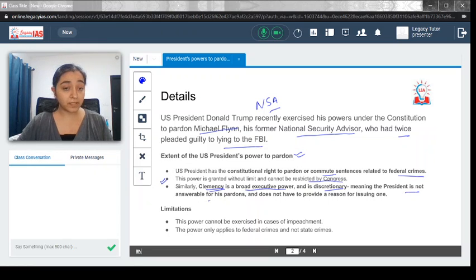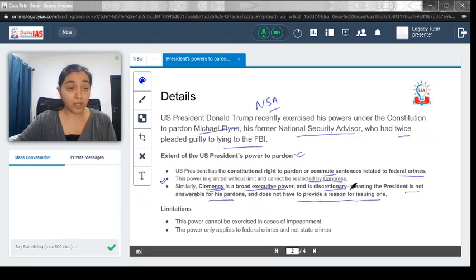The president is not answerable for his pardon. On which case he decided to give a pardon, he is not answerable anywhere and does not have to provide a reason for issuing one. First of all, he has the complete right. Congress does not have any right in that. Congress there is what you could understand as Parliament in India. So Congress does not exercise any right over the pardoning power of the president. The right is discretionary, which means it is up to the wish and will of the president, and he is not answerable to anybody. Nobody will ask the reason why he gave the pardon. So these are the powers.